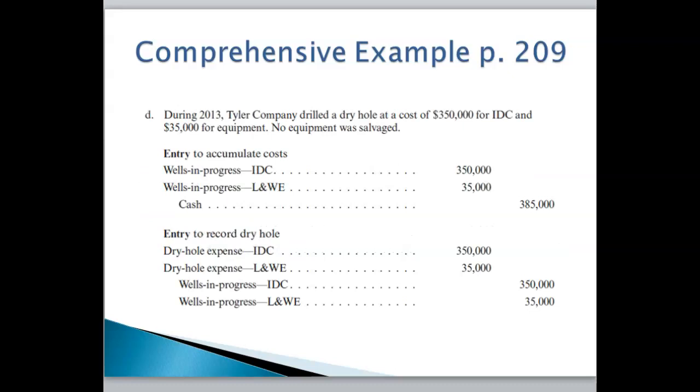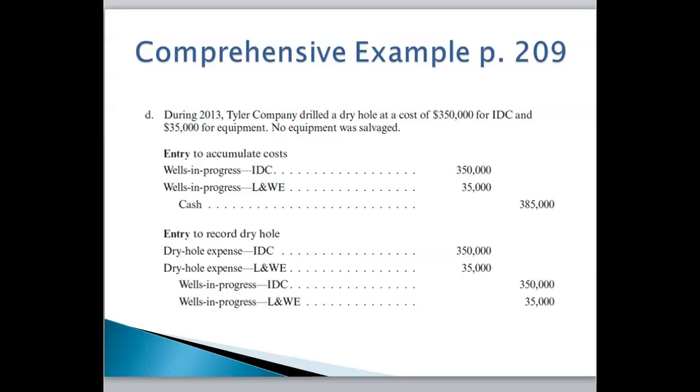During 2013, Tyler Company drilled a dry hole at a cost of $350,000 for IDC and $35,000 for equipment. No equipment was salvaged. So we're going to debit wells in progress IDC for $350,000 and wells in progress lease and well equipment for $35,000 and credit cash for $385,000. That would be the initial recording of the costs.